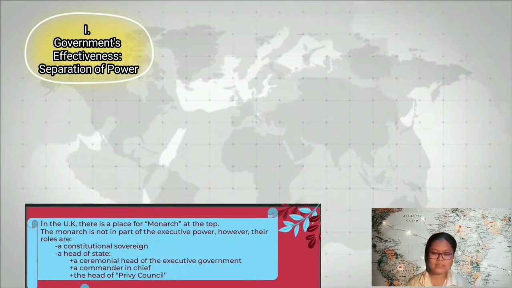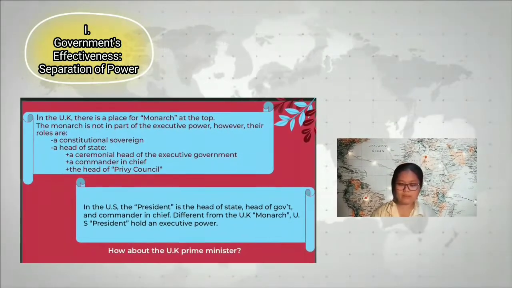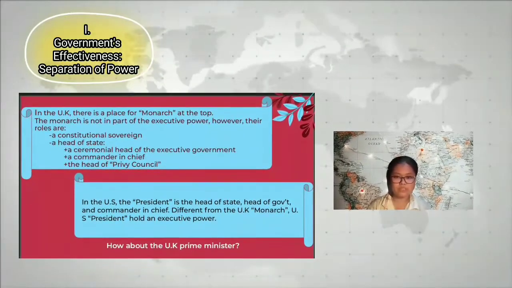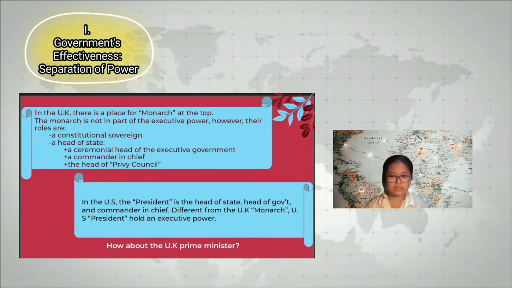In the UK, there is a place for the monarch as the head of state. The monarch is the ceremonial head of the three branches, the commander-in-chief and the head of the Privy Council. This means that all the ministers and officials of the central government are the monarch's servants and need to swear to the crown. But the monarch does not have executive power. They cannot make law, impose tax, or spend the public's budget. So who has the actual executive power?